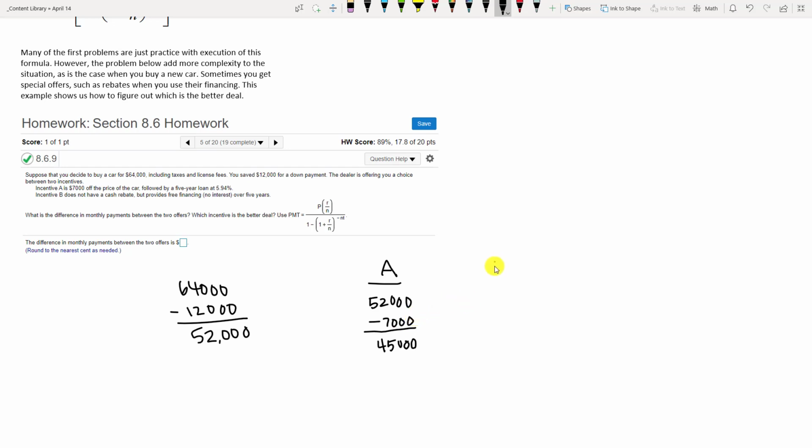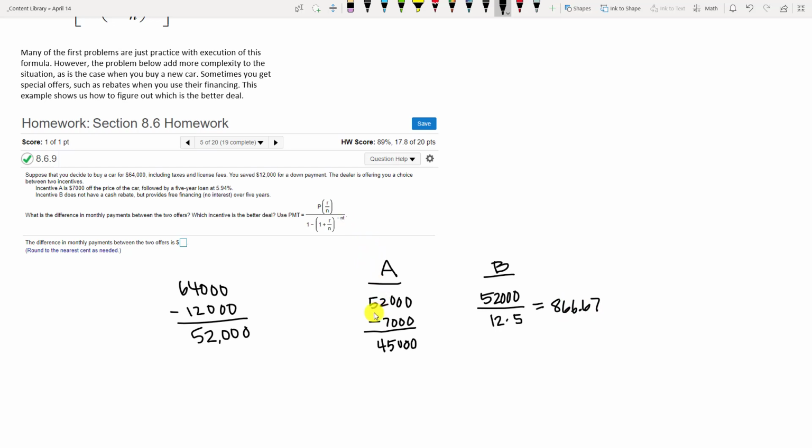So let's see. With option B, we have $52,000. There is no rebate given, and since the financing is free, with no interest over 5 years, it's really simple to figure out the car payment, because it's $52,000 paid over 5 years, every month. So you divide $52,000 by 60 to get the car payment, and I've already done that, and it's $866.67. That one's very simple to calculate.